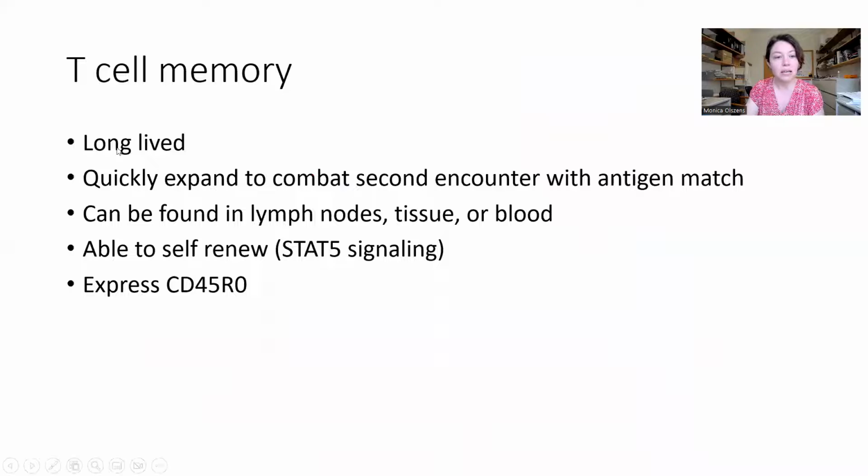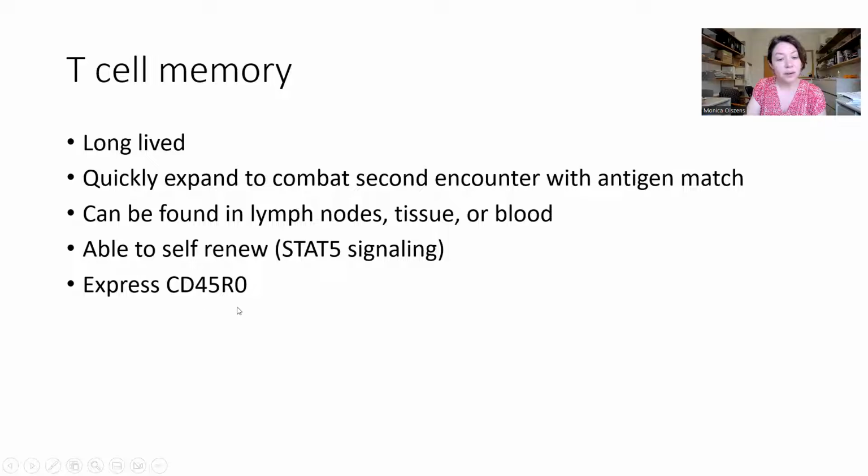All right, so T memory cells are long-lived. They can live up to your entire lifetime. It's not the same cell, but their clones can live up to an entire lifetime. Sometimes they only live a year. Sometimes they live 10 years. And the exact reason behind it is unknown and is a really important and hot area of research. Why is a flu vaccine good for a year versus your measles, mumps, and rubella is good for your whole life? We don't know yet.